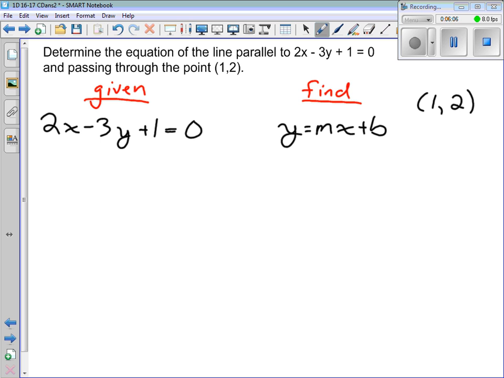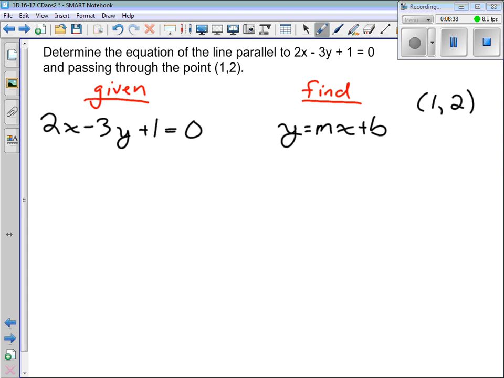Now, the first step in the last question that we did was to get the slope of this line that we are given. So let's do that again. Let's get the slope of this line right here. What is the slope of 2x minus 3y plus 1 equals 0? We don't know because it's not in slope y-intercept form. So what should we do before we do anything else in this question? Stephanie? Yeah, let's rearrange this and put it in slope y-intercept form.